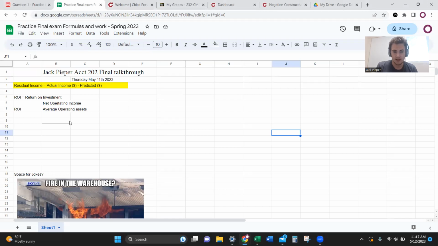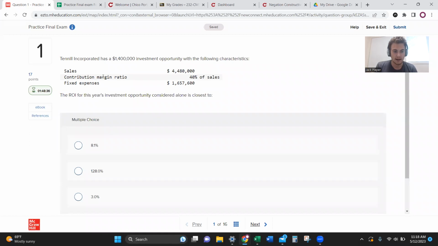I could totally bore you guys with the actual formulas, but if you don't really understand what it's asking, it's a lot harder to remember and replicate on a test. So ROI is the return on the investment, but the investment in this case being the operating assets needed in order to generate the net operating income.